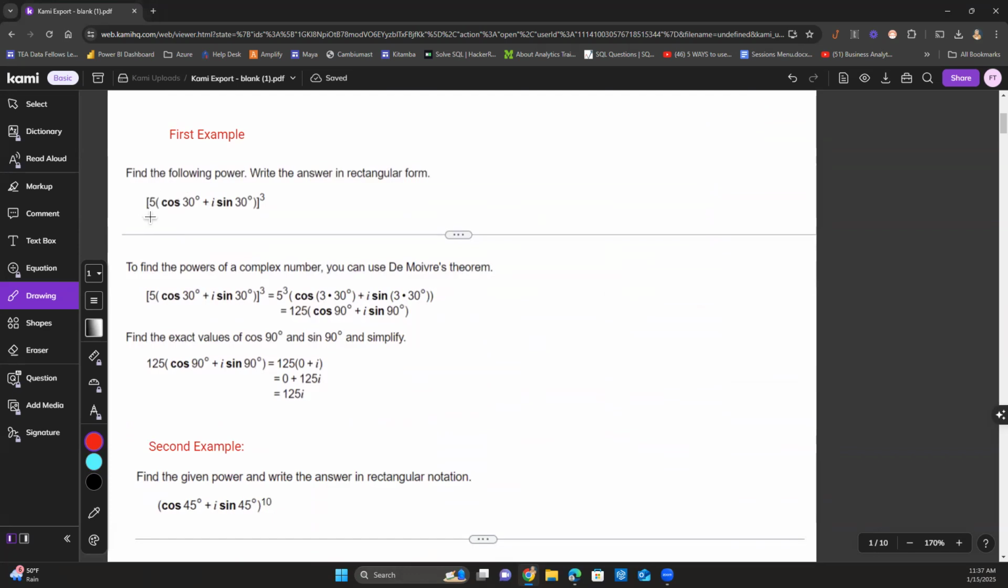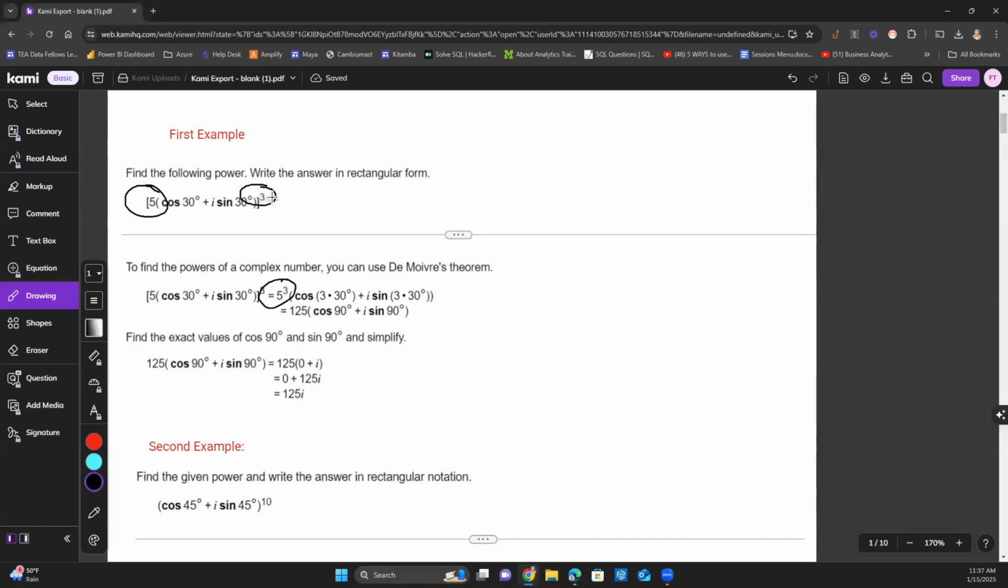The first question is, if we have 5 cosine of 30 plus i sine of 30, this is a complex number and we're trying to raise it to a power of 3. According to the theorem, first we take our r value, which is 5, and raise it to the third power. Here it is, and then it will be 125.